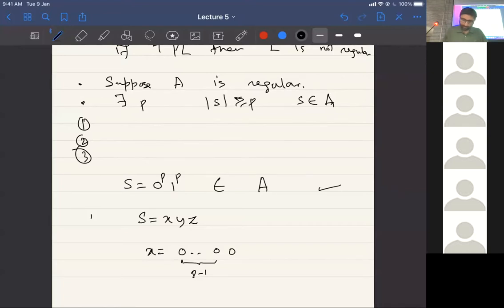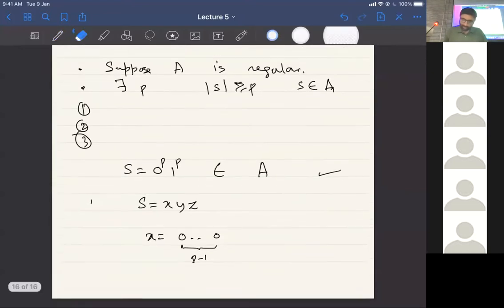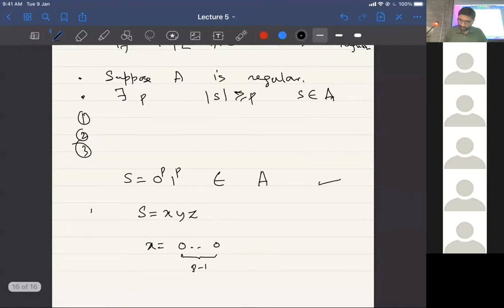Then we have one more zero. So Y is equal to that zero. So this is how we define this string. So there are P zeros and P ones. P minus 1 zeros are in X, the last zero is in Y, and all the ones are in Z. Okay. So what is condition number 2? Y should be positive length. Is it correct or not? Yes, there is one character, so condition 2 passes.